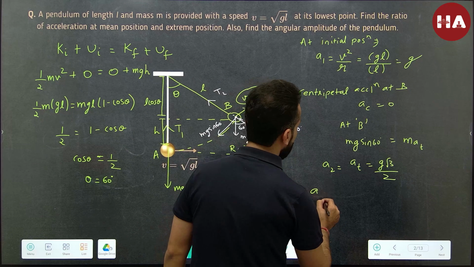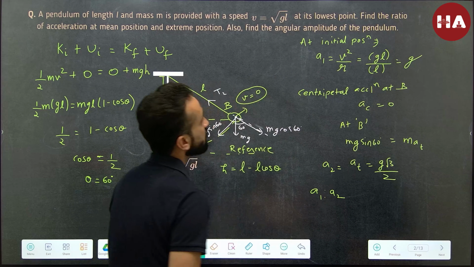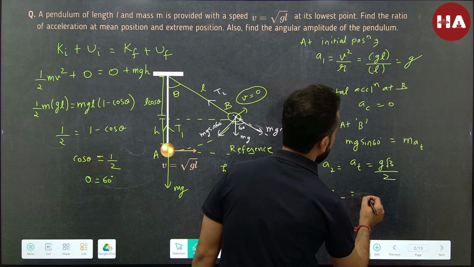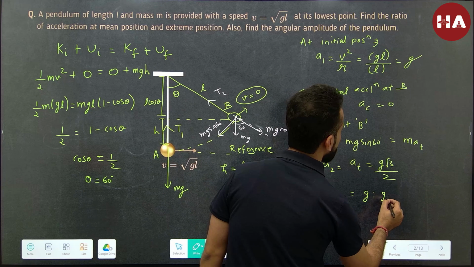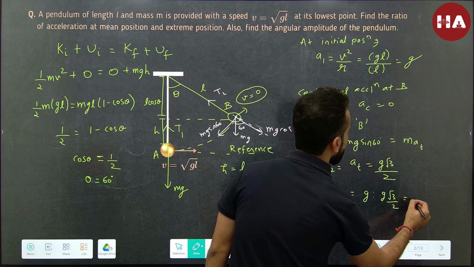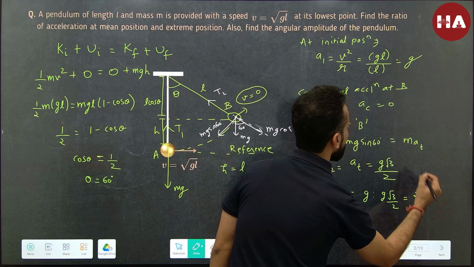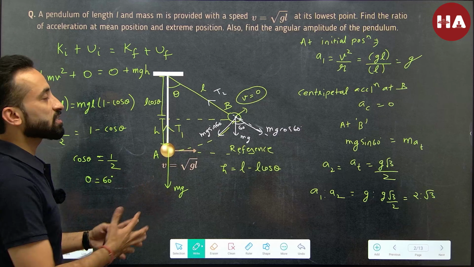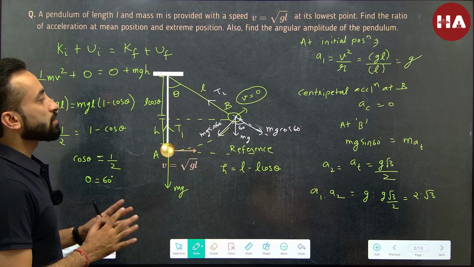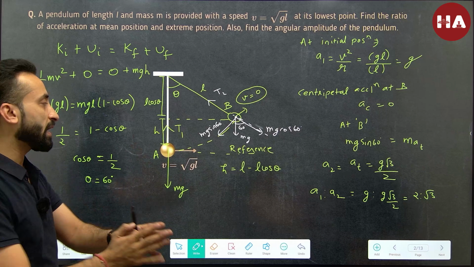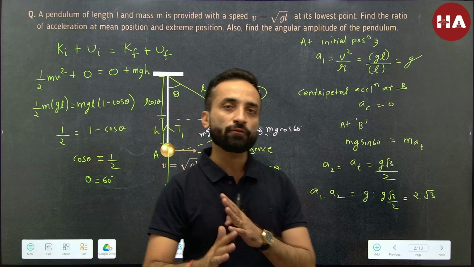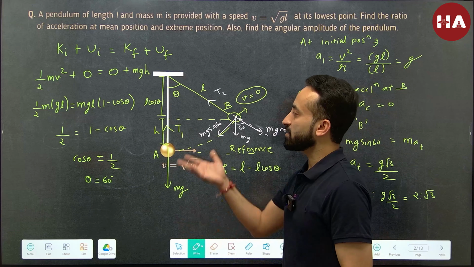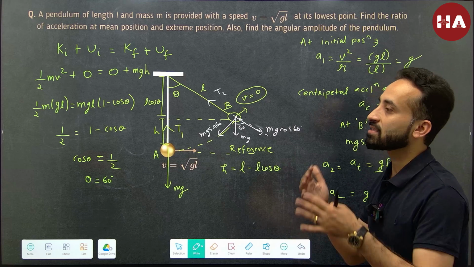So what is the ratio of acceleration at mean position and extreme position? Is that what they are asking? Yes. So the ratio is going to be g is to g root 3 over 2, that is 2 over root 3. So are you understanding how the physics of this is working? And most importantly, now we have two versions of acceleration. So far in the last class, our focus was mainly on the centripetal acceleration, which was changing the direction.